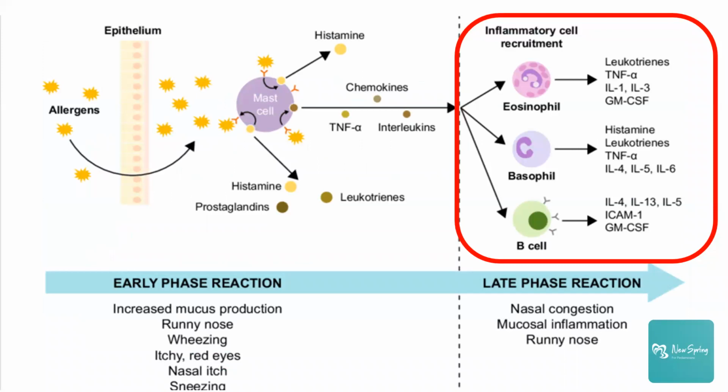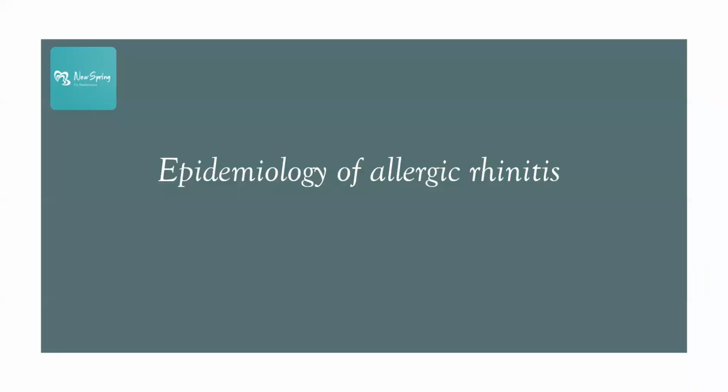As we can see, this is the inflammatory cell recruitment: chemokines, tumor necrosis factor, and interleukins all call for eosinophils, basophils, and B cells, which also triggers a cascade of inflammatory response. So what's the epidemiology of allergic rhinitis?